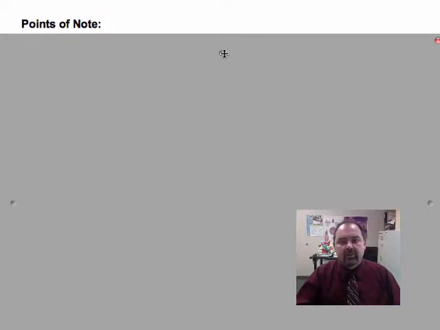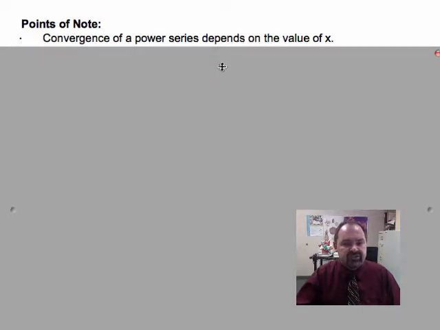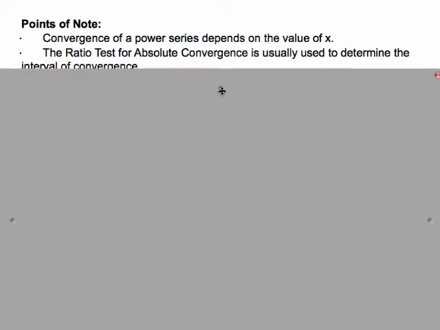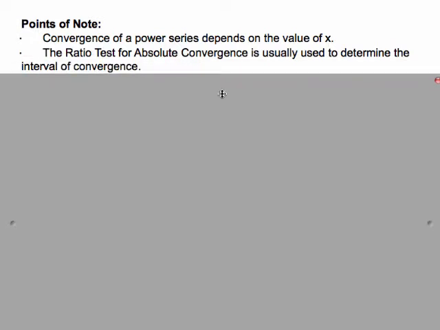Just a couple of important points to note with power series. First of all, the convergence of a power series depends on the value of x. Finding when the series converges is called finding the interval of convergence. Usually you will use the ratio test for absolute convergence to determine the interval of convergence. Although, as I showed in the last example, we knew it was geometric, so we were able to use the fact that the absolute value of r was less than 1. But usually you'll use this test.